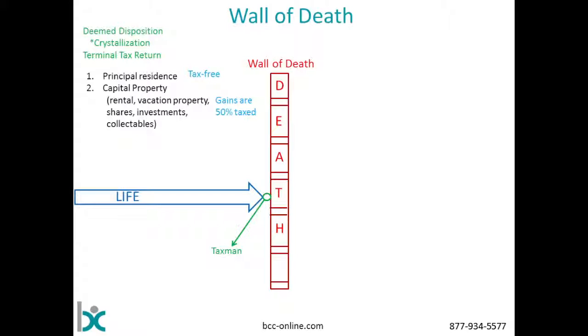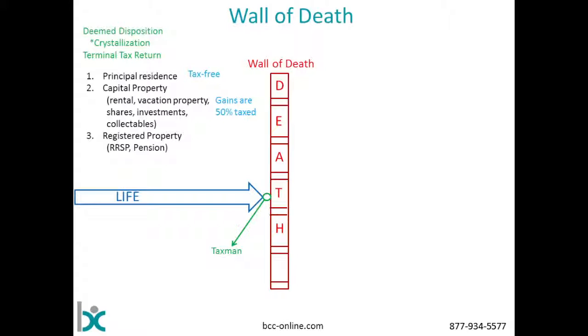We have another class of property that we will call registered property. Registered property would include primarily investments that are held in an RRSP, or a pension. Now, the reason people put money into an RRSP or a pension initially is generally for the tax deduction that you gain as a result of that contribution. And then what's going to happen is it will grow tax deferred.